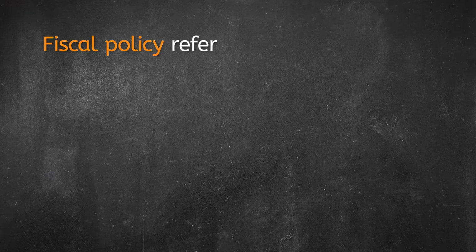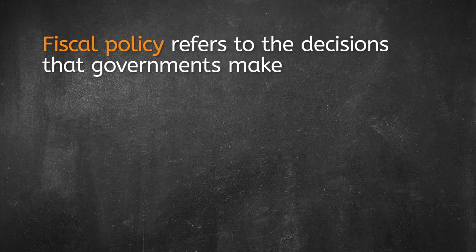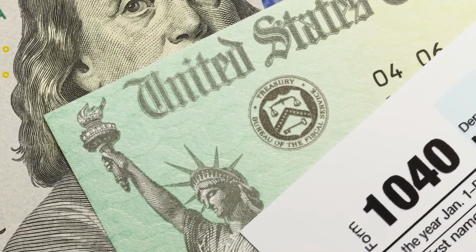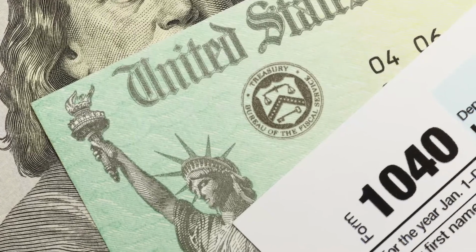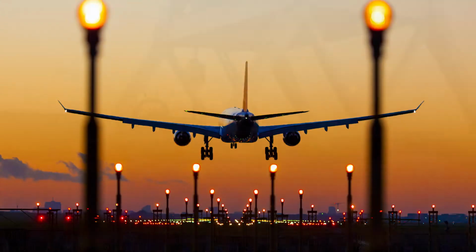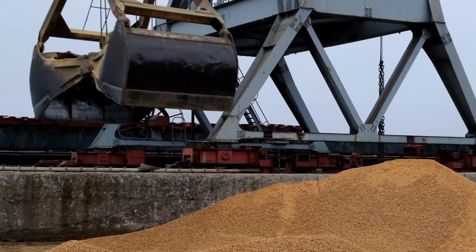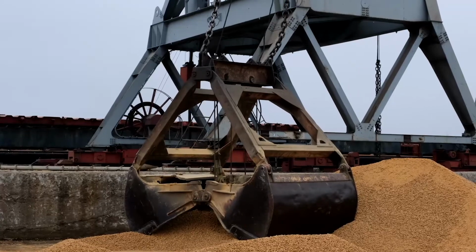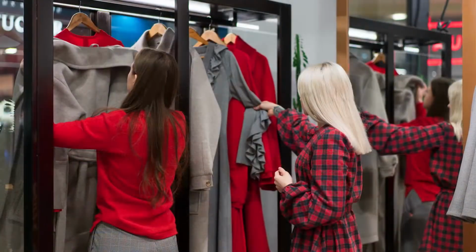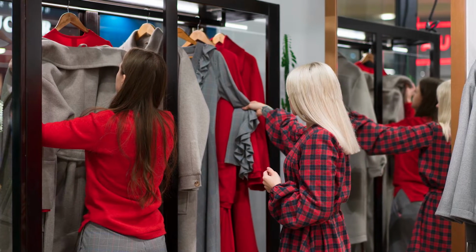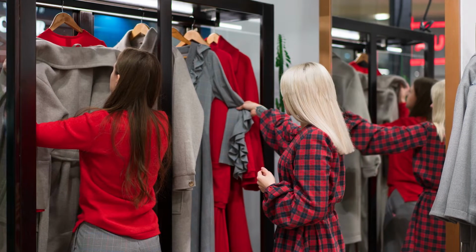Fiscal policy refers to the decisions that governments make about how to tax citizens and where to spend that money. For example, our government taxes citizens' incomes and uses a portion of that money to build infrastructure projects like roads, bridges, and airports. Producers, folks like farmers and factory owners, want these projects because they make it easier and cheaper to get their products to the markets. Consumers also like these projects because they make it easier to get to the market, and there are more diverse and less expensive goods sold there.